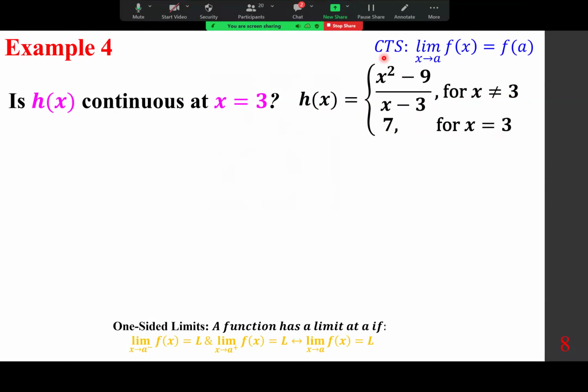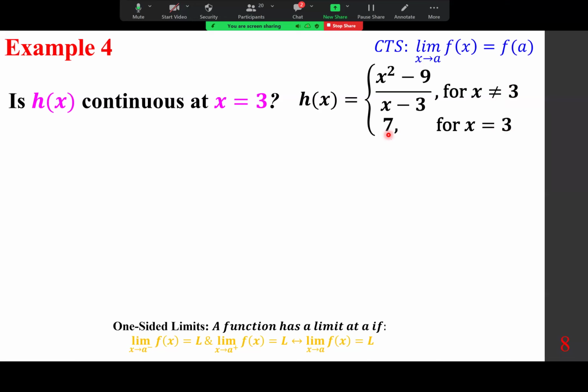If you look at this function, this is a rational function. As you know, every rational function is defined in its entire domain, and it's continuous in its entire domain. And the way you find the domain, you set the denominator equal to 0 and exclude that. That's why they wrote x can't be 3, so all real numbers except 3. So at x equals 3, they have defined it to be 7. So this is the functional value.